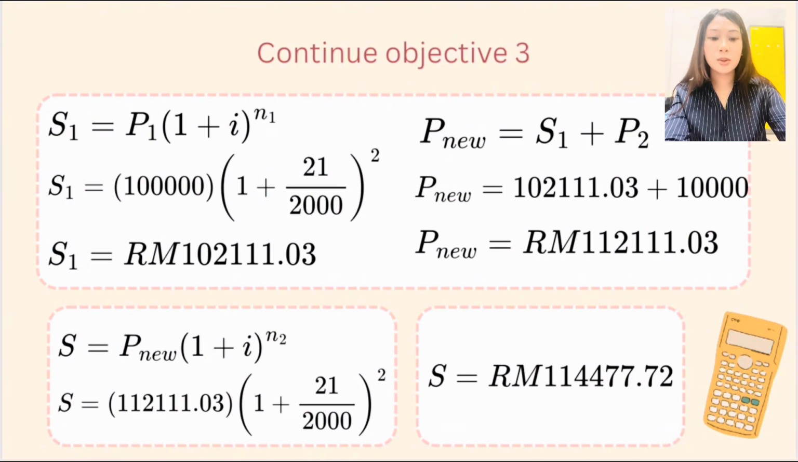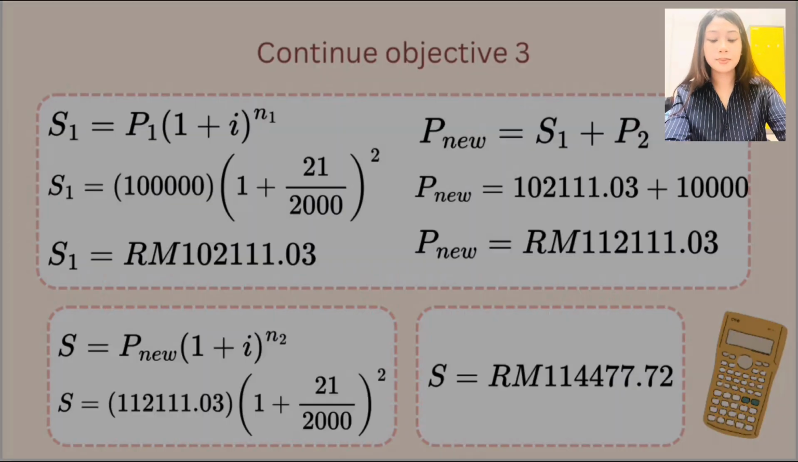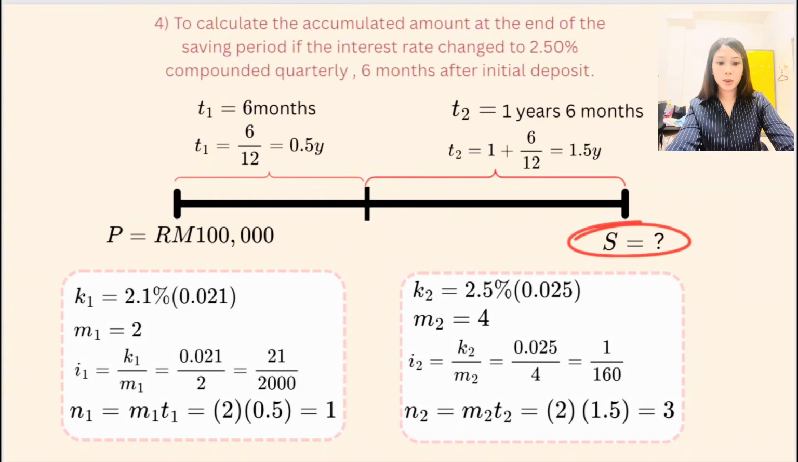Next, accumulate the new principal for another 1 year. S equals 112,111 ringgit and 3 cents multiplied by open bracket 1 plus 21 over 2000 close bracket raised to the power of 2. S equals 114,477 ringgit and 72 cents. Objective 4, to calculate the accumulated amount at the end of the saving period if the interest rate changed to 2.5% compounded quarterly 6 months after initial deposit.